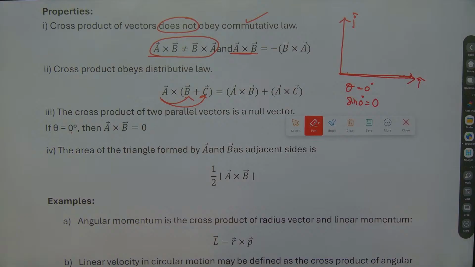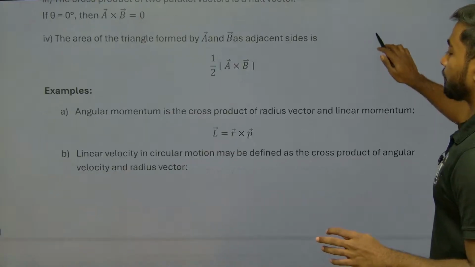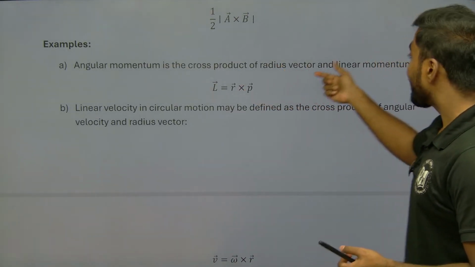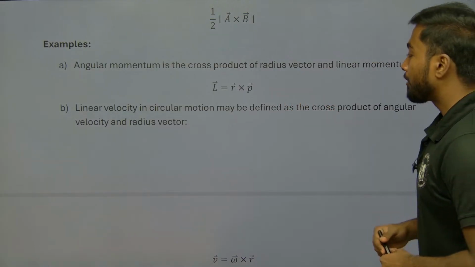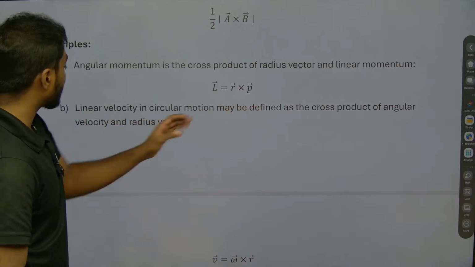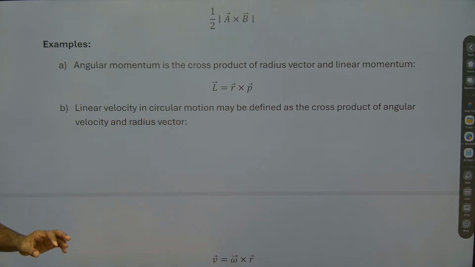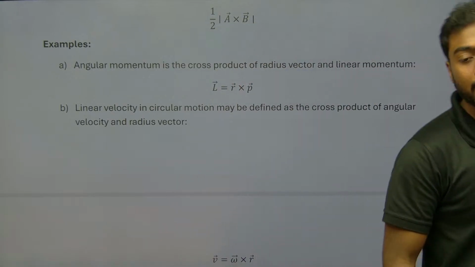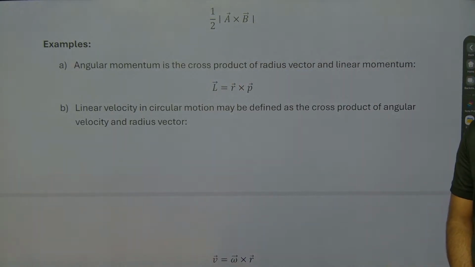Okay, done. So the next one is example. If we see, angular momentum is the cross product of the radius vector and linear momentum. And when we talk about linear velocity in a circular motion, it may be defined as the cross product of angular velocity and the radius vector, right? So these are the two examples which we can mention in the vector products, right?